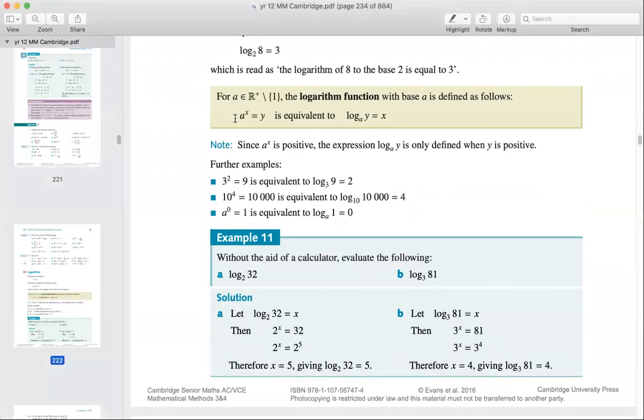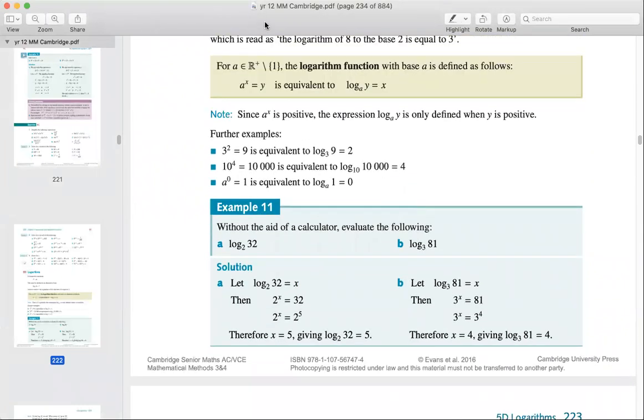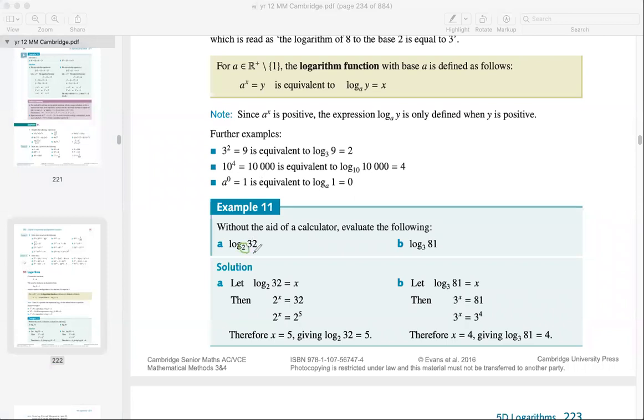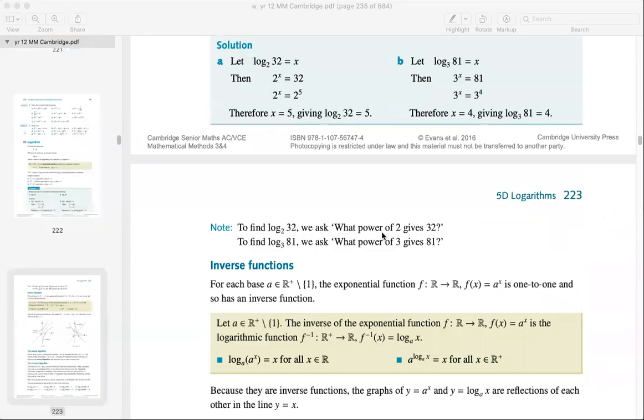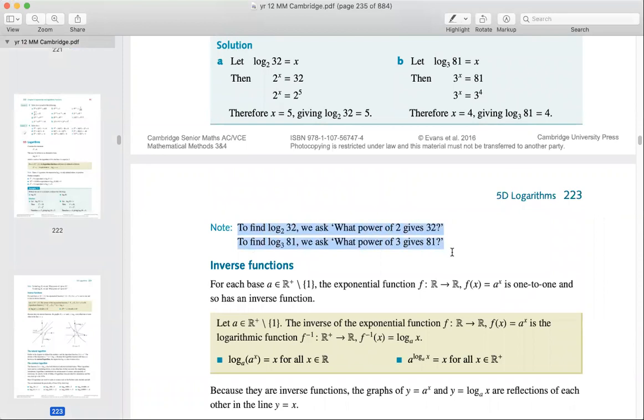Keep this in mind, and we can do this one. This asks 2 to the power of what is 32, so it's 5. And 3 to the power of which number is 81, so it's 4. In this book, we ask ourselves questions, and they give us the context. It says what power of 2 gives 32, and what power of 3 gives 81. This is pretty important, and this is the first step. We need to be familiar with logarithms and the link between exponentials.